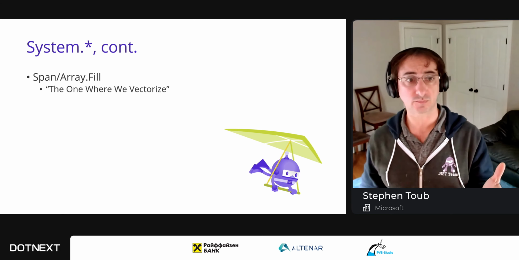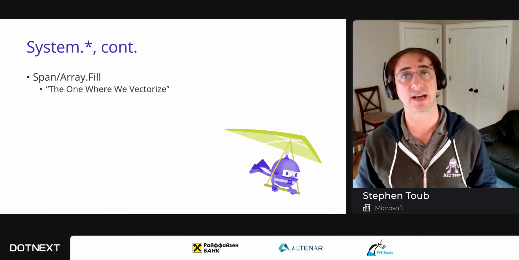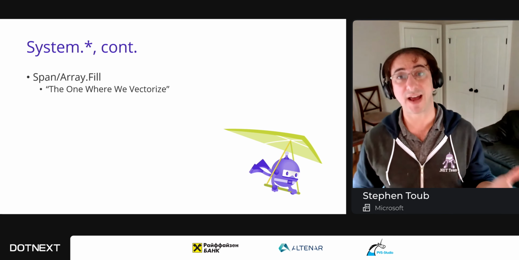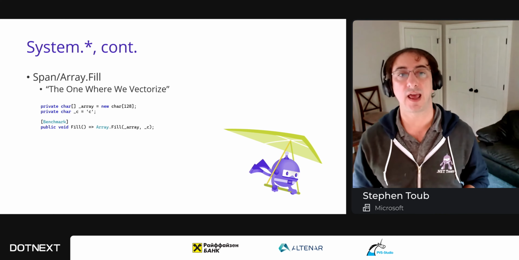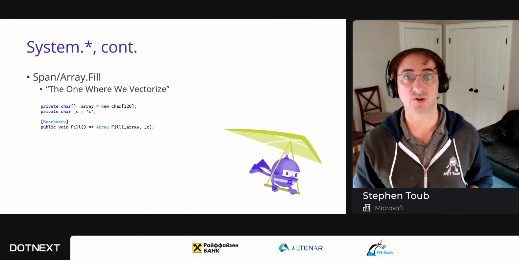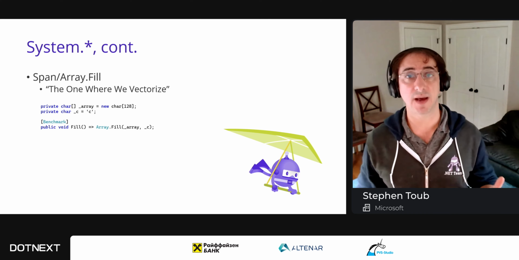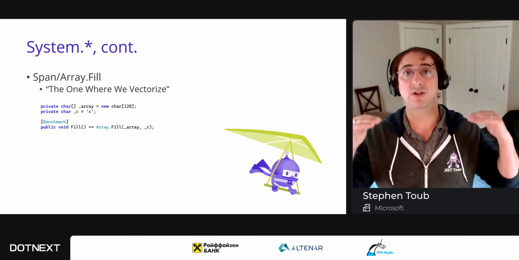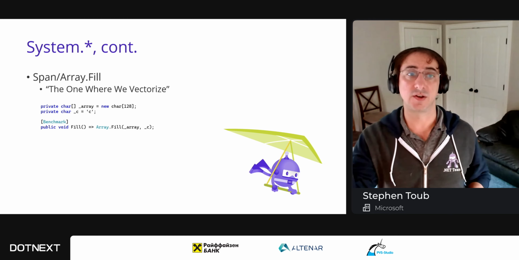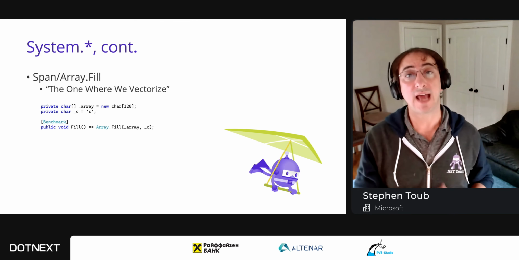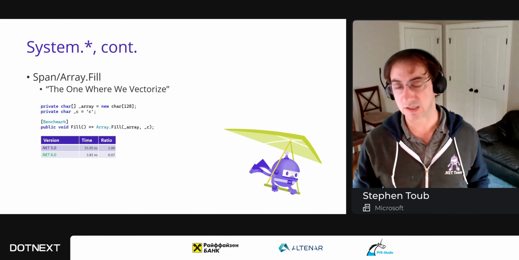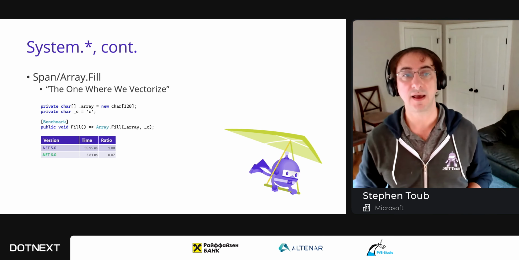So an example of that is with span.fill and array.fill. In a previous release, we actually did vectorize these for bytes. But let's say you had an array of chars. So here I have an array of 128 chars. This was not vectorized. So this operation in the past would walk character by character, setting the new character value into the array. Now we vectorize anything we can possibly vectorize as part of these operations. And you can see the impact of that with this benchmark.